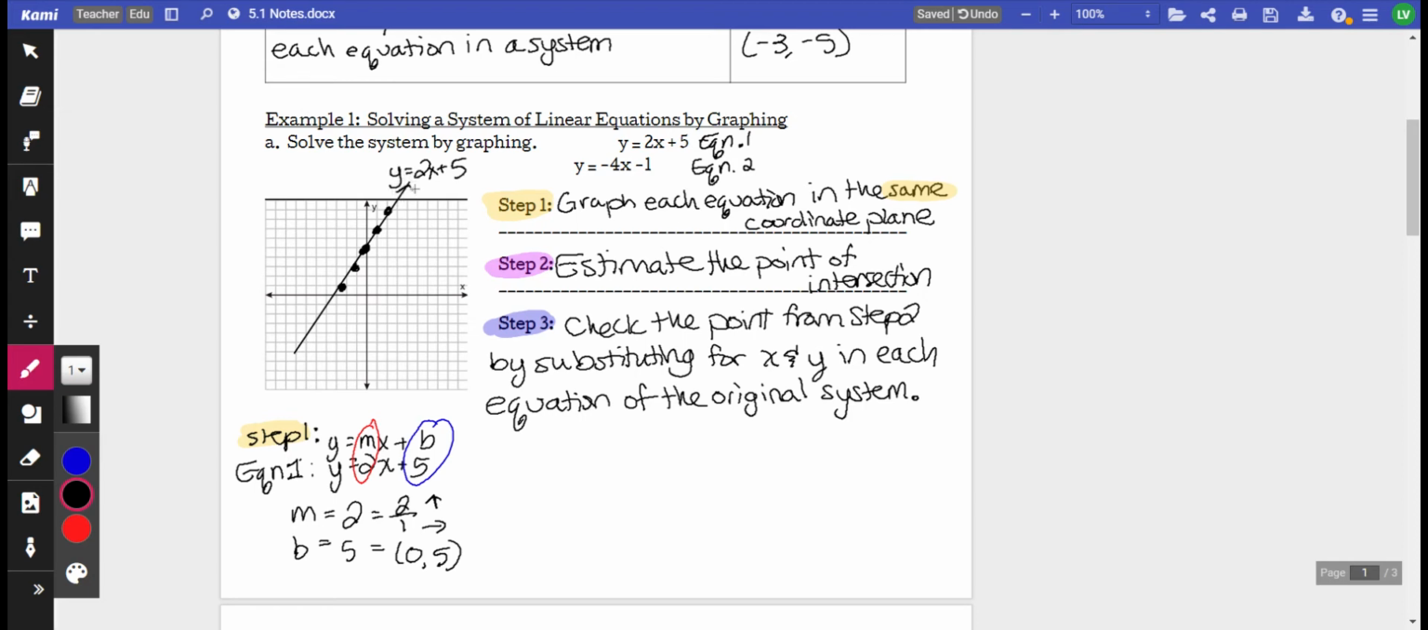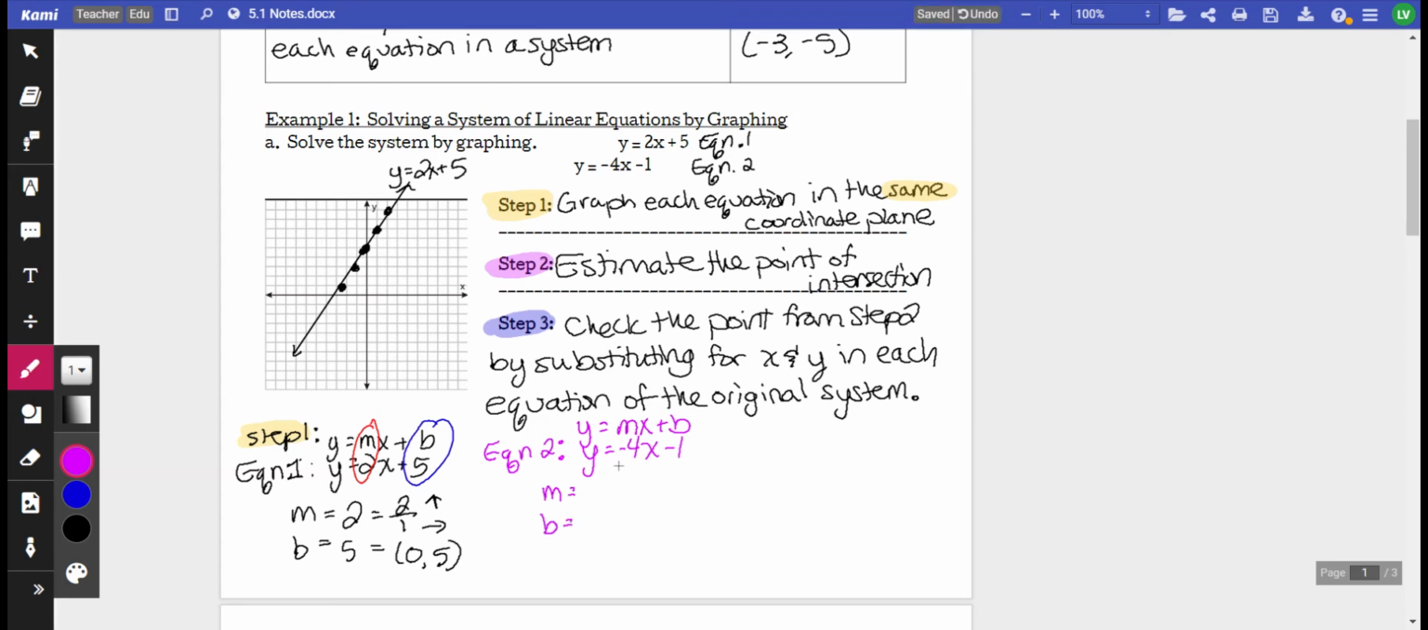It's important for you to label your graph so that you know which equation goes with which graph. The other thing you can do is change the colors in which you are writing. For my next one, I'm going to use purple. Again, this is still step 1. I'm going to take equation number 2, y equals negative 4x minus 1. Just like before, I'm going to write y equals mx plus b, which helps me identify my slope and my y-intercept.